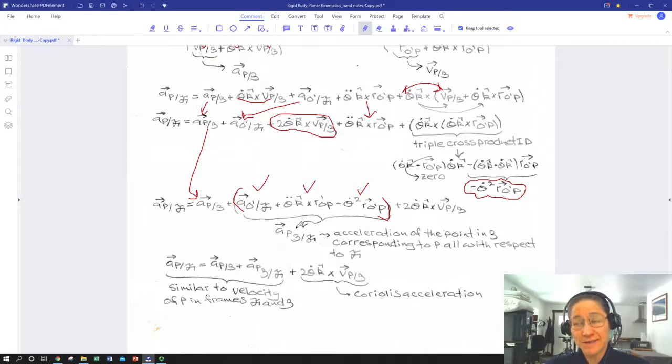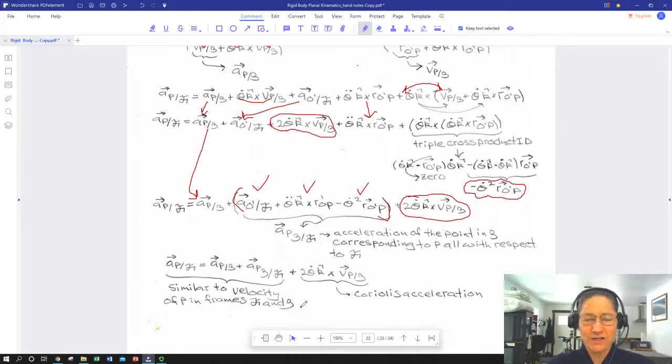So P is our tag point that we're using to show how B is moving, accelerating in this case, with respect to F. Then we've got this leftover term that fell out of our triple cross product, and that is proportional to angular velocities and the velocity of point P within the moving reference frame. That is referred to as the Coriolis acceleration, and it moves in a direction that's perpendicular to a lot of the other terms.